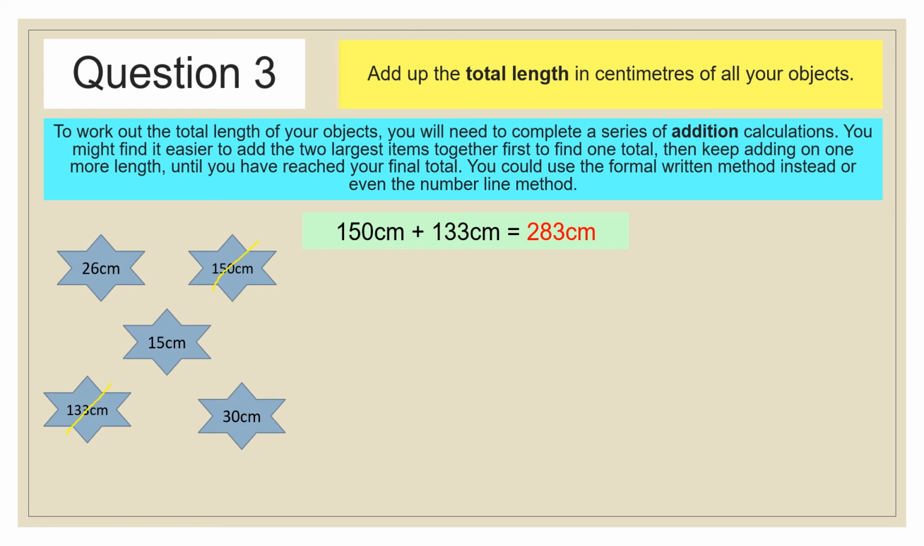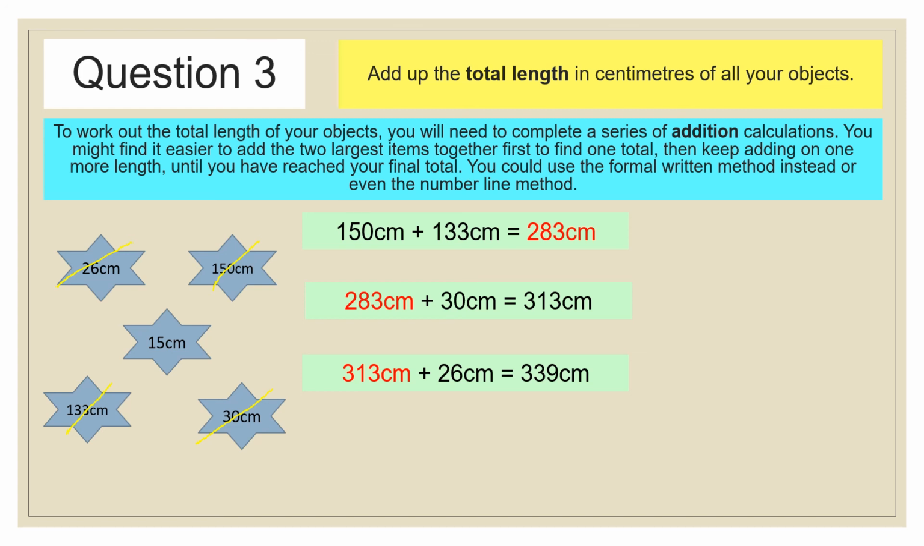Now to that total, I am going to add another length. So I'm going to add my 30 centimetres. So taking the total of the first two lengths together, 283 centimetres, add a further 30 centimetres equals 313 centimetres. Now I know that cannot be my total length because I've still got two lengths to add together. So I'm going to add another length onto my total, which is 26 centimetres. So 313 centimetres add 26 centimetres gives me a total of 339 centimetres.